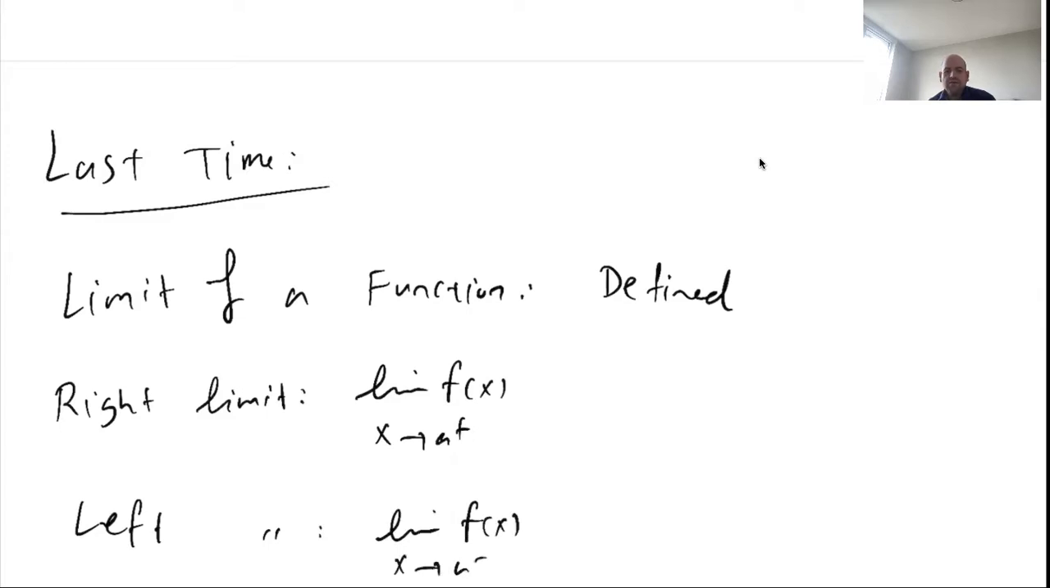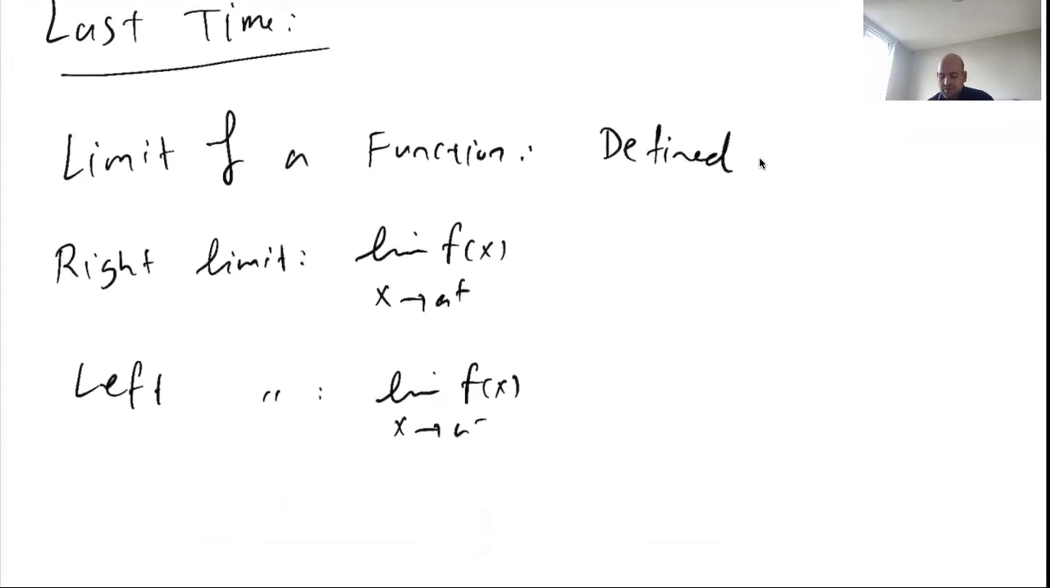Right limit means as x, or the input x, gets closer and closer to a from the right, meaning that if x is bigger than a and gets closer and closer to a, what happens to the outputs? If they get closer and closer to some fixed number L, then we say the limit of f of x as x approaches a from the right is L, or we just say the right limit is L at a. And similarly, left limit means x is smaller than a and gets closer and closer to a.